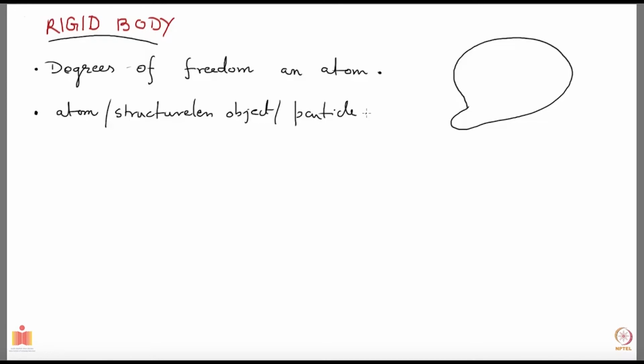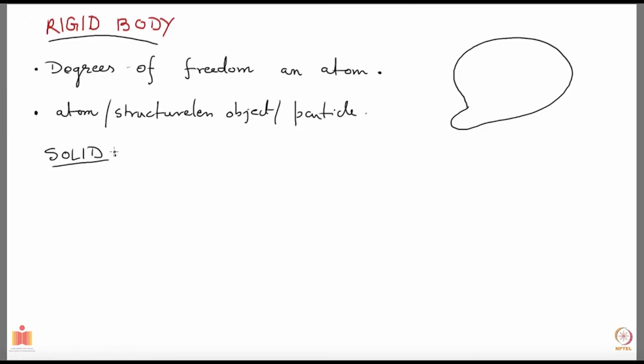Now similar things you can say about a solid. So let's say you are given a solid. How many degrees of freedom does this solid have? Let's say it is made up of n atoms. Now how many degrees of freedom does it have? Well, as I said just now, it will depend on the details.